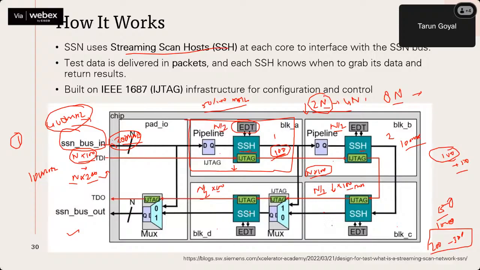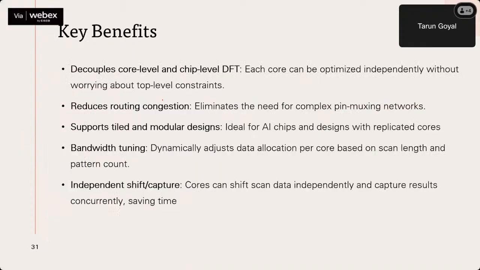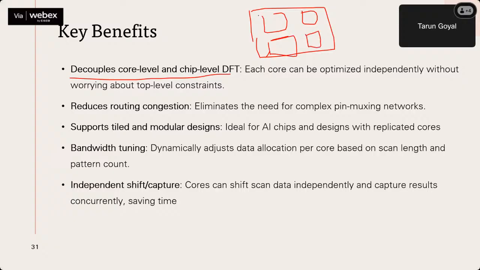Okay, and this protocol, which we call IJTAG, which the tool can program and the host uses, is the IEEE 1687 IJTAG protocol. How much it benefits us is that it completely decouples the core level and chip top DFT strategy. Taking the example of the four cores, we have placed these four EDTs, and this is my big partition. Suppose I have three channel inputs and one channel output.